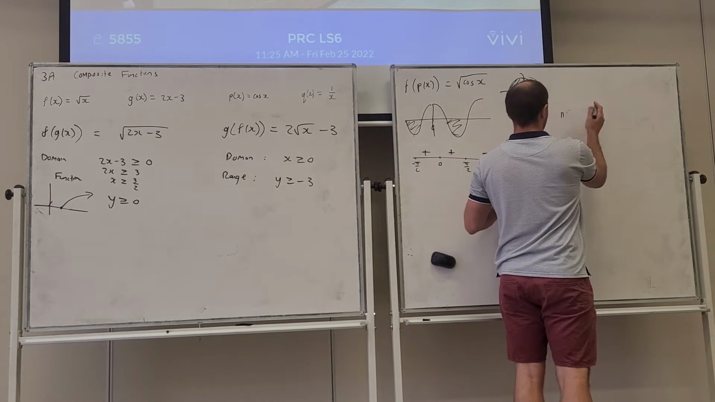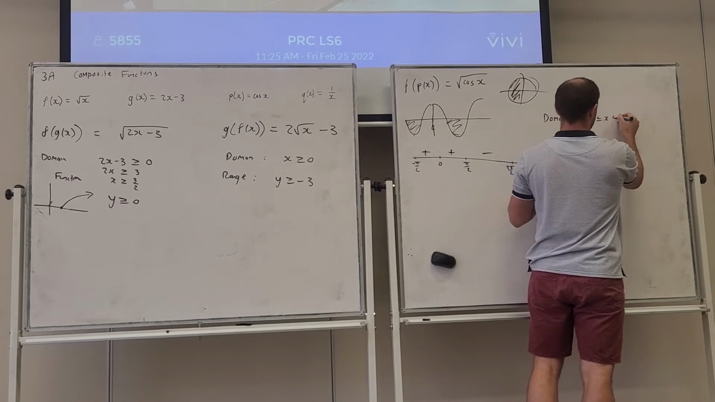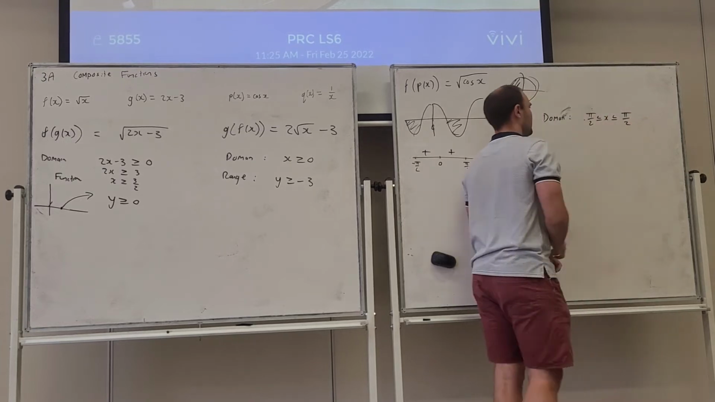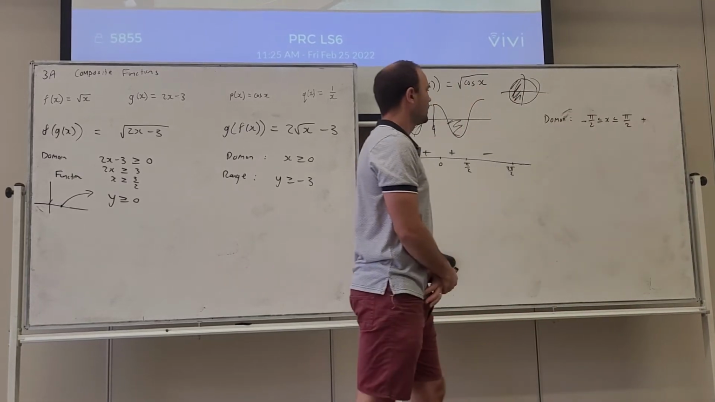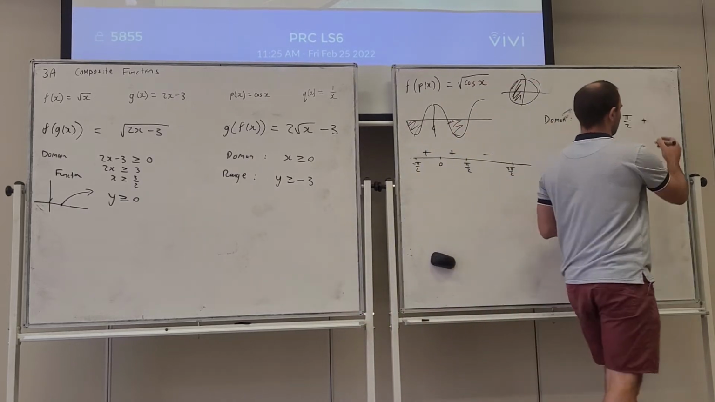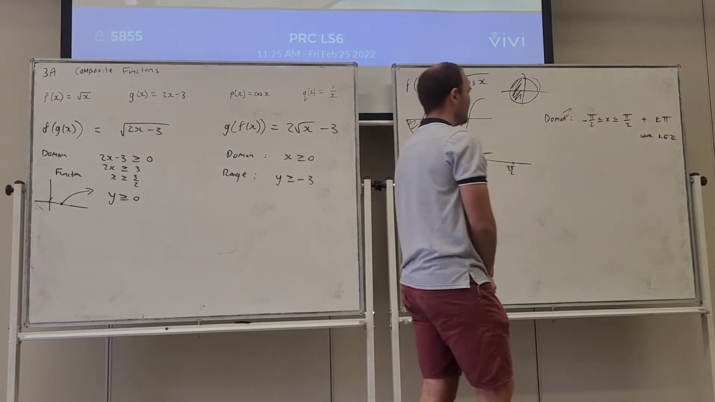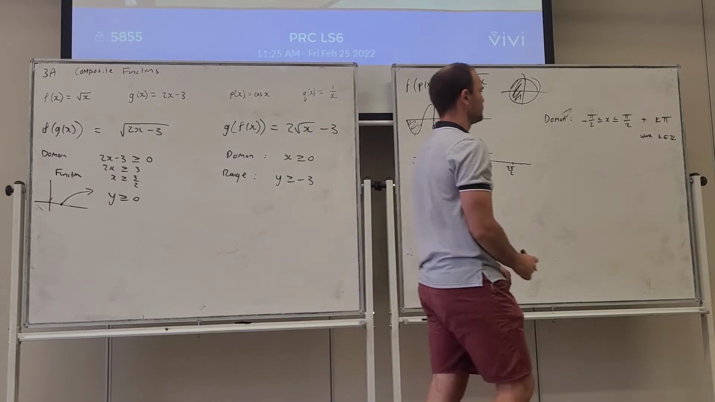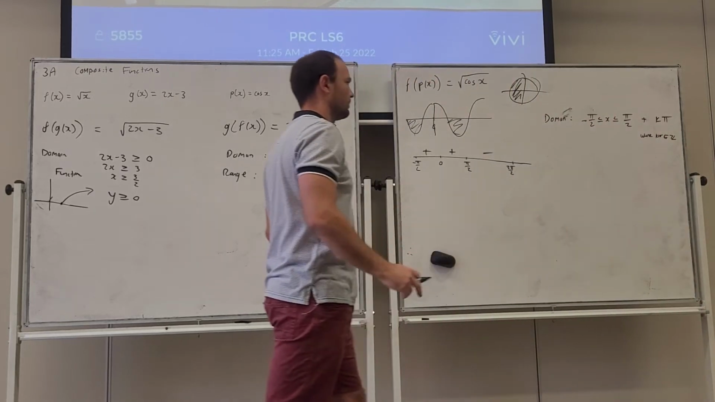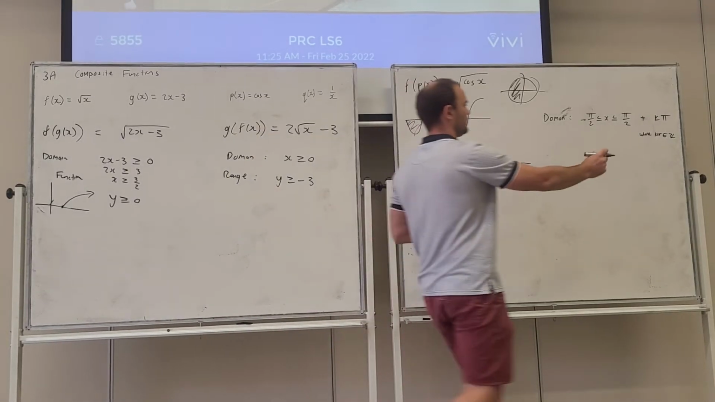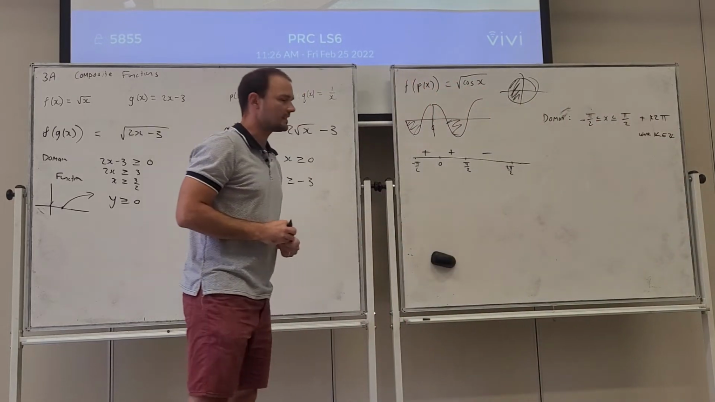So we're going to have the domain: negative pi on 2 is less than or equal to x, which is less than or equal to pi on 2, plus k2 pi, where k is an integer. That's better. Okay, that's our domain.